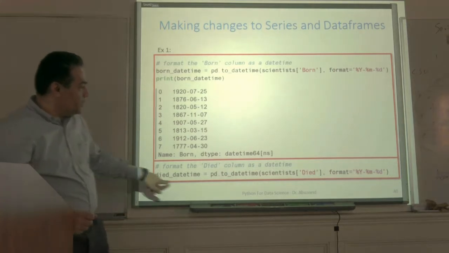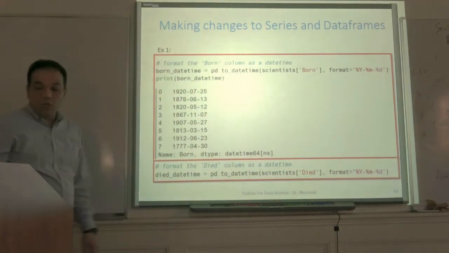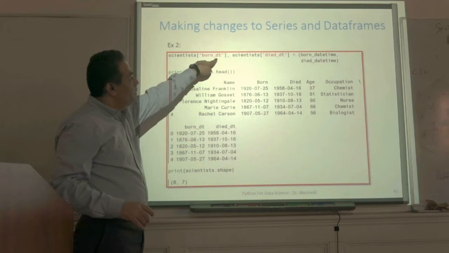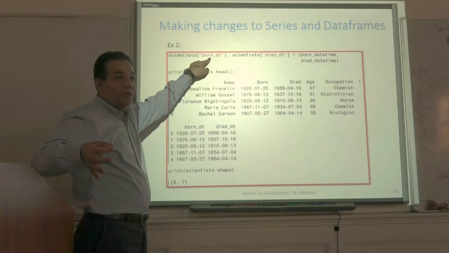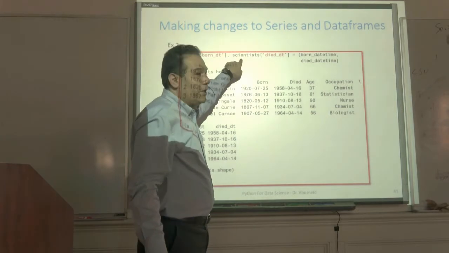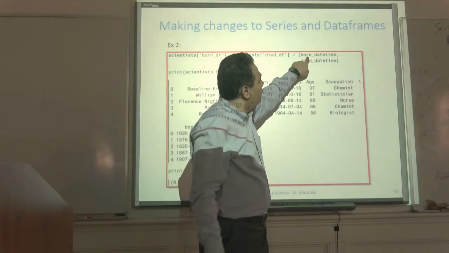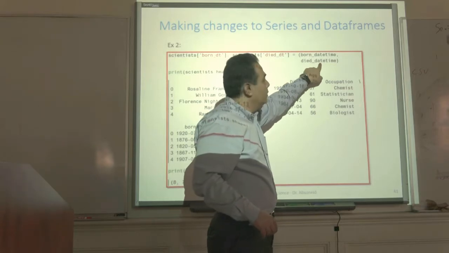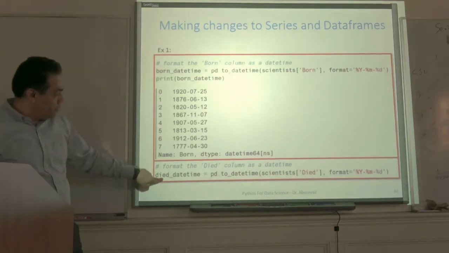All right, and I could do the same thing for the die date. So now I could add these two columns, or two series, to the data frame. So what am I doing in here? I'm adding a column to the data frame. Adding another column, which is the date, and I'm reading it from two vectors: the first vector, born date time, and the other one, die date time, which I just created.